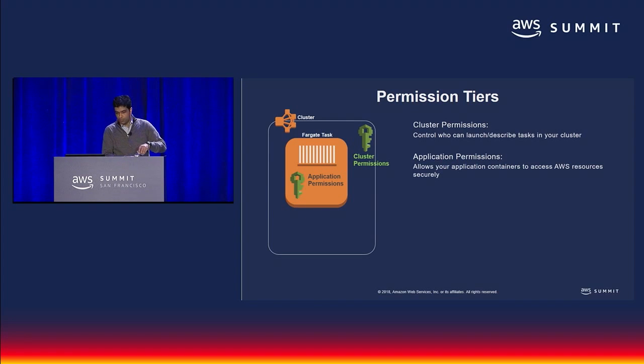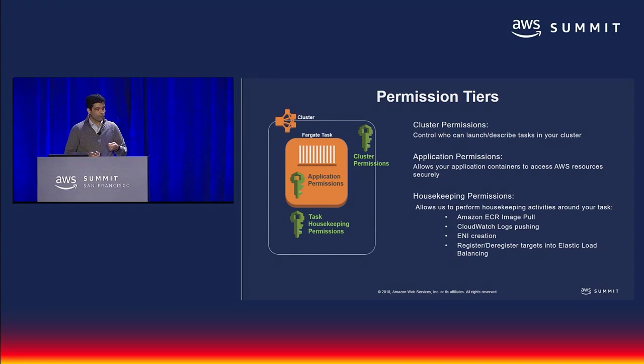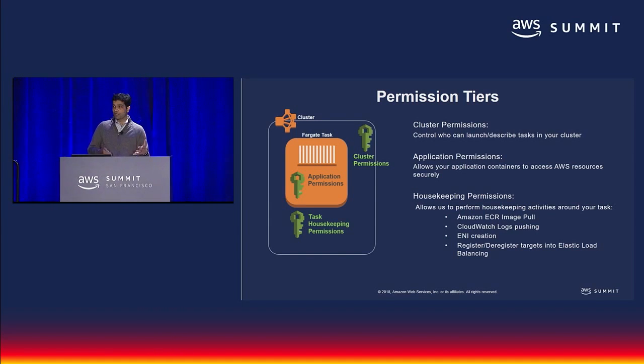We call it the task IAM role. And thirdly, what we call the housekeeping permissions. These permissions allow us to be able to take certain actions as a service on behalf of the application based on what you want to do. For example, create ENIs as part of your task creation workflow, be able to send your logs to CloudWatch Logs so they are under your same account, or be able to do an image pull from Amazon ECR.